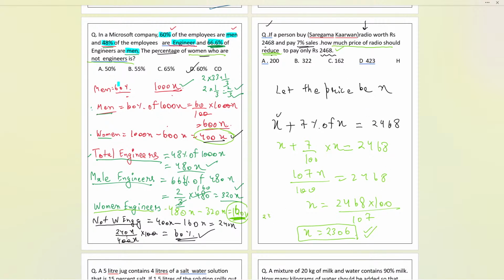So 2468 minus whatever we have got over here, 2306. That will be 162 over here, which will be the answer. That is C.